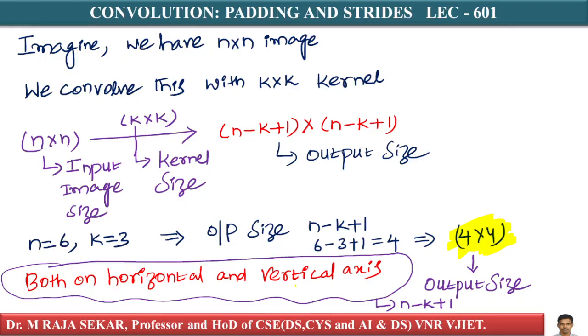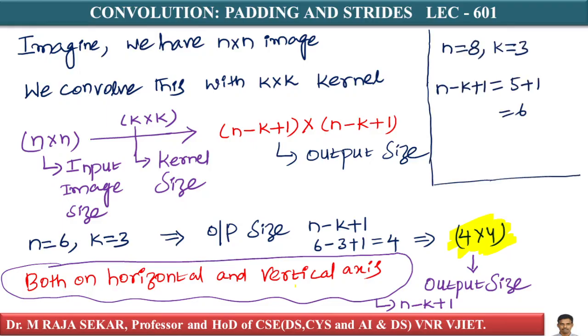Just try it with n equal to 8 and k equal to 3, isn't it? Just write it on a piece of paper, and when you draw it on paper, we will understand it much more easily. When n equals 8 and k equals 3, n minus k plus 1 is 8 minus 3, 5, plus 1, that is, you will get a 6 by 6 matrix. For n equal to 6 and k equal to 3, you are getting 4 by 4, isn't it? For n equal to 8 and k equal to 3, you are getting 6 by 6.